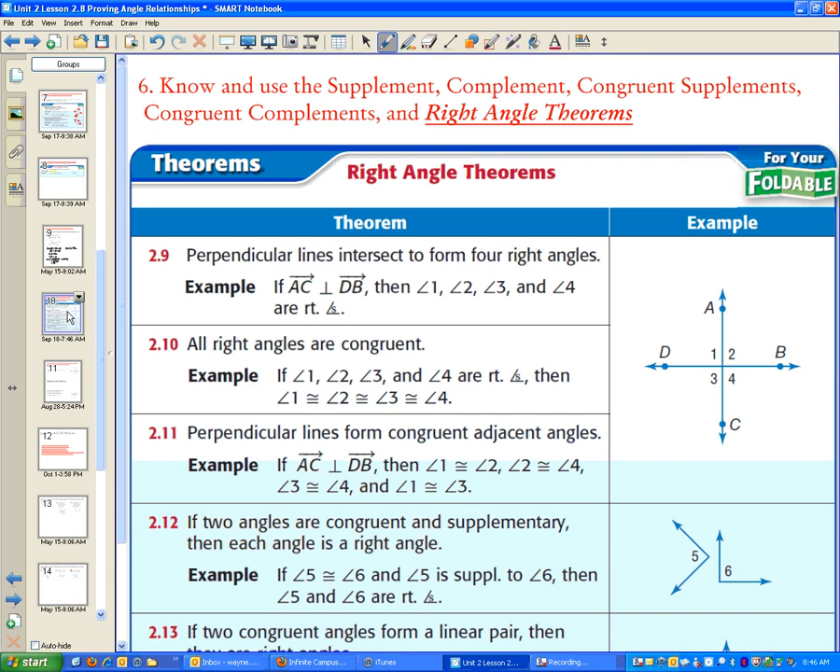Okay? Now, that doesn't mean that if I put one in like that, that angle 5 and angle 6 are right angles, does it? Because that's not part of the perpendicular lines. That was an extra ray I drew in.